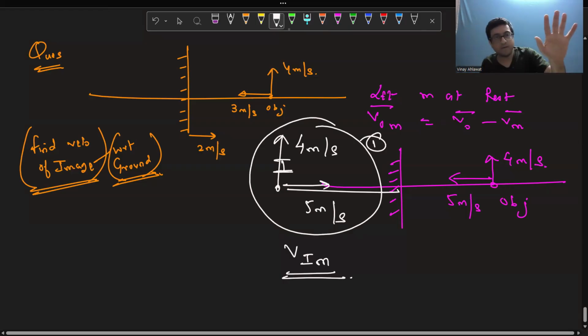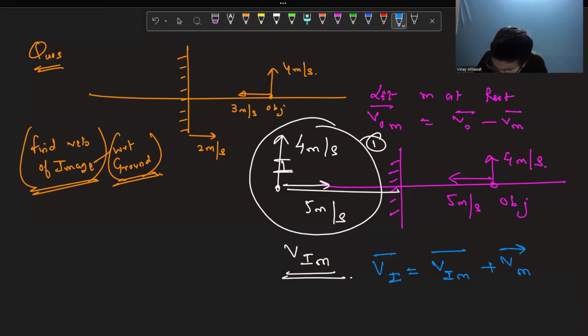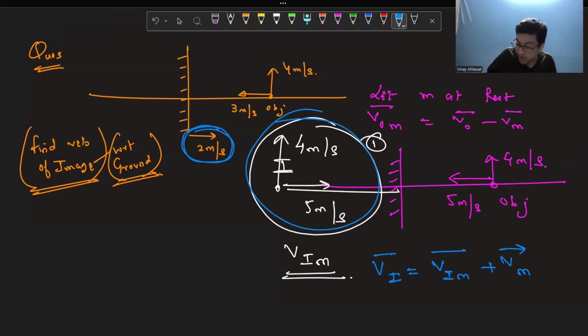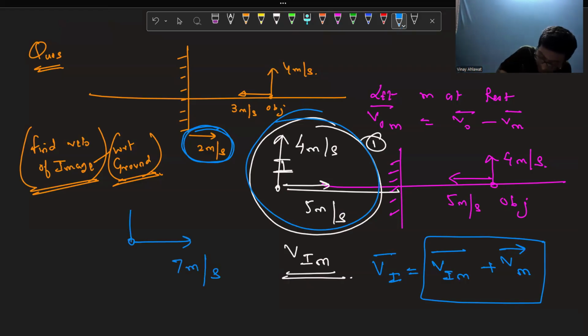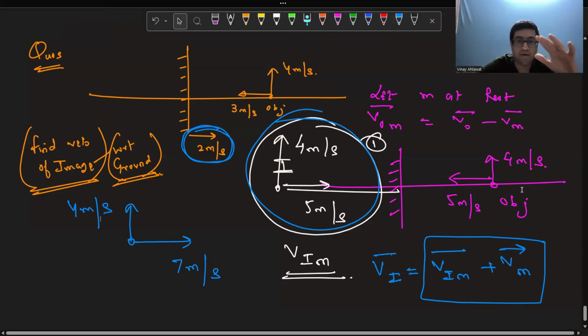What's the last step? You need to find velocity of image, that is velocity of image with respect to mirror plus velocity of mirror. What was velocity of mirror? That is 2. So in this vector, you need to add velocity of mirror. So that's going to be 7 meter per second in this direction and 4 meter per second in this direction. Agreed? That's the answer. Now that sort of thing can happen in any question.